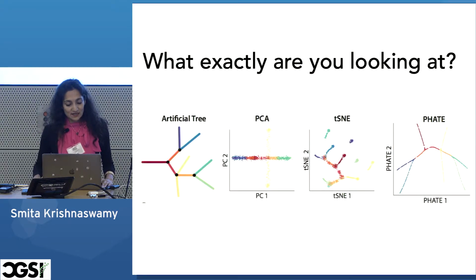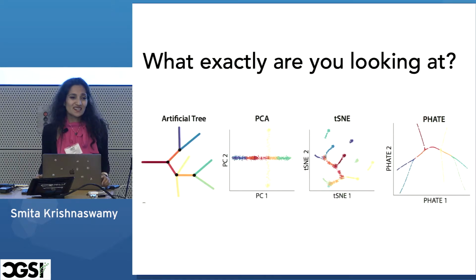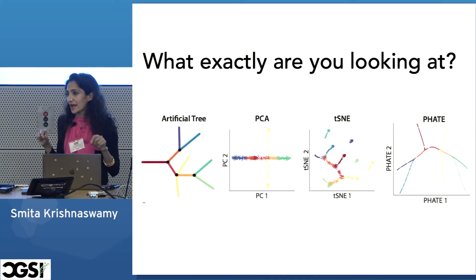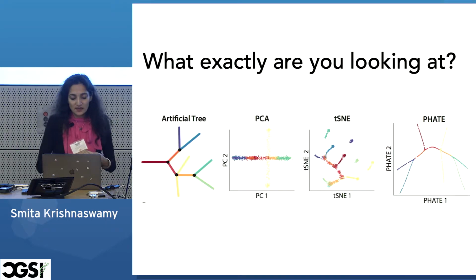So when we take this artificial tree, and if you want to visualize it with PCA, t-SNE, and PHATE, you see that PCA can pick out sort of global distances because it gives the global directions of most variation. So actually it's okay at picking out global structure, but the local details like the branching it misses because it can't denoise in nonlinear directions.